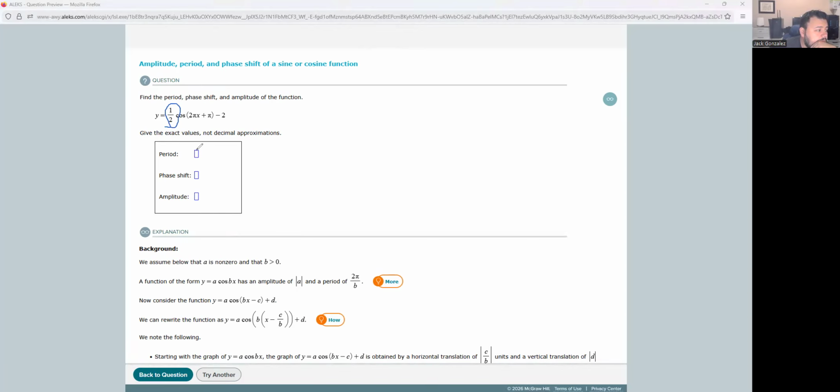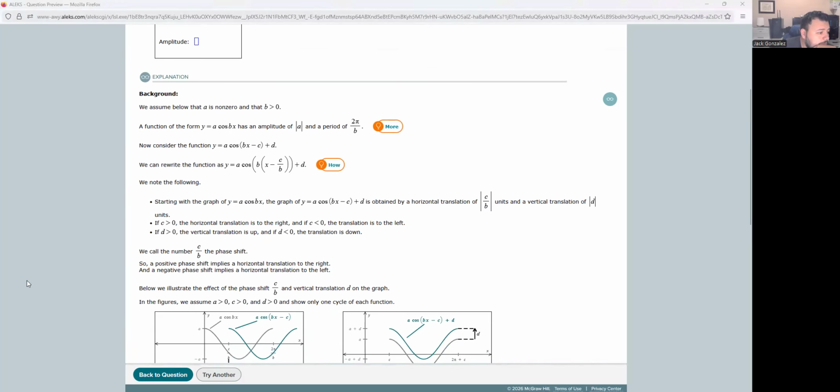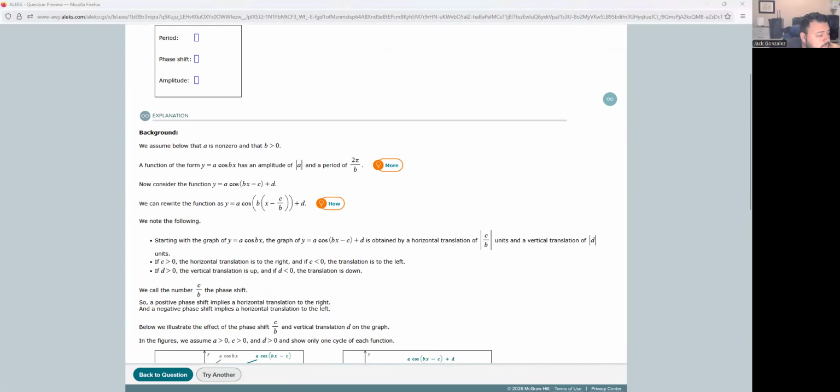Then they ask for the period. That's going to be a formula. Let me see if it's on here. If not, I'll have to write it down. Yeah, here it is. Right here. This is the formula you're going to use to find the period. The only thing is you have to first factor it to put it in this form. Then you have the B. You can't just straight up do it. You have to first factor.